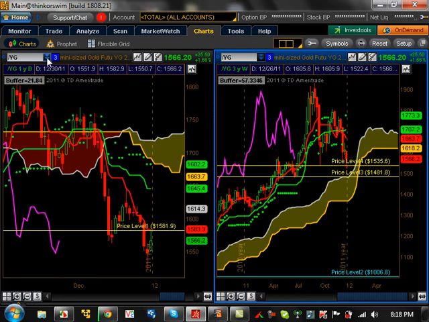Okay, so gold is still bearish, but if you look at a long term on a weekly time frame, it's the first pullback that it's experienced in a very long time.